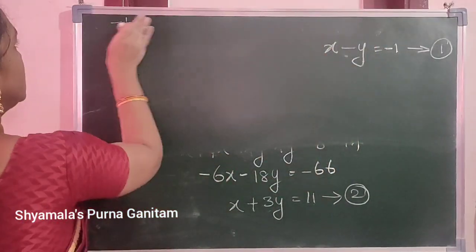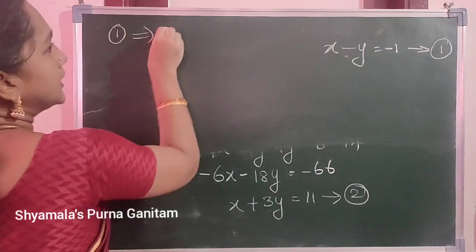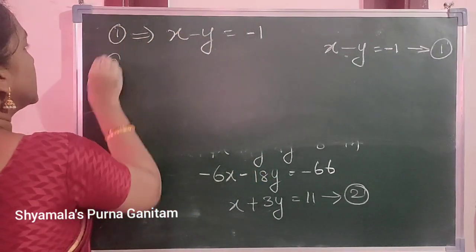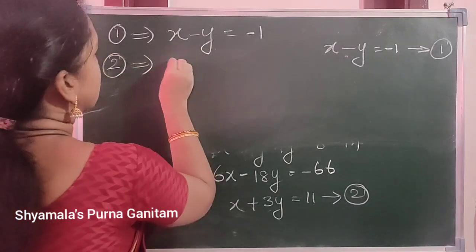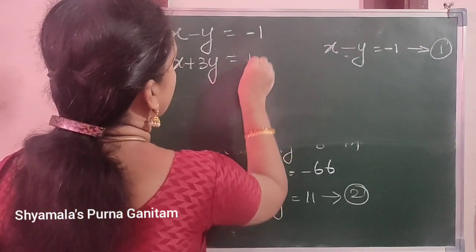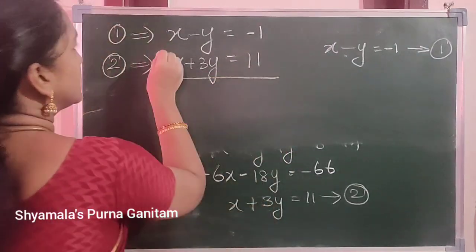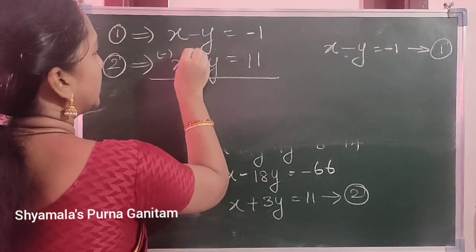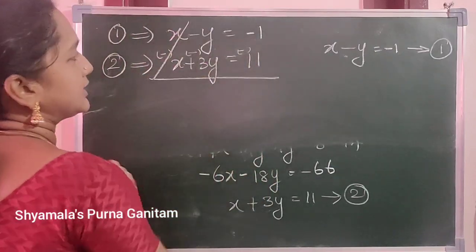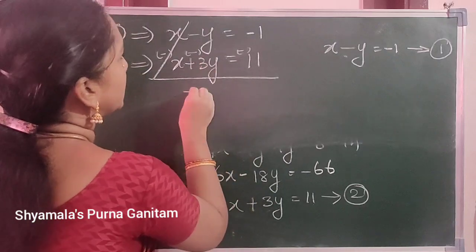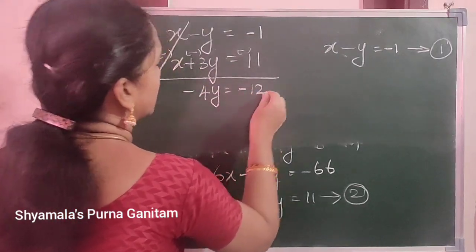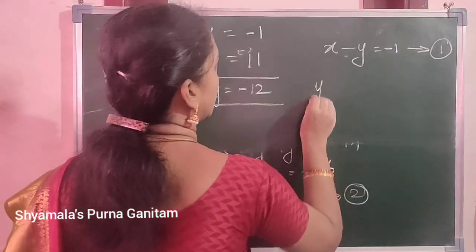So first equation is x minus y is equal to minus 1. Second equation is x plus 3y is equal to 11. So solving this, when I subtract, plus x minus x will get cancelled. This one will be minus 4y is equal to minus 12. So y is equal to 3.